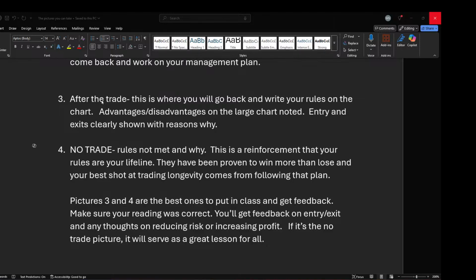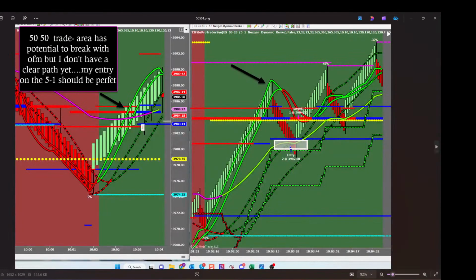I love seeing your entries. I want to see your exits too. And the no trade. These are the 2 that you should be dropping in my room. Because what happens, even on a no trade, we're going to say, hey, this was my no trade. That's not a good example. Let me go back to the study picture.